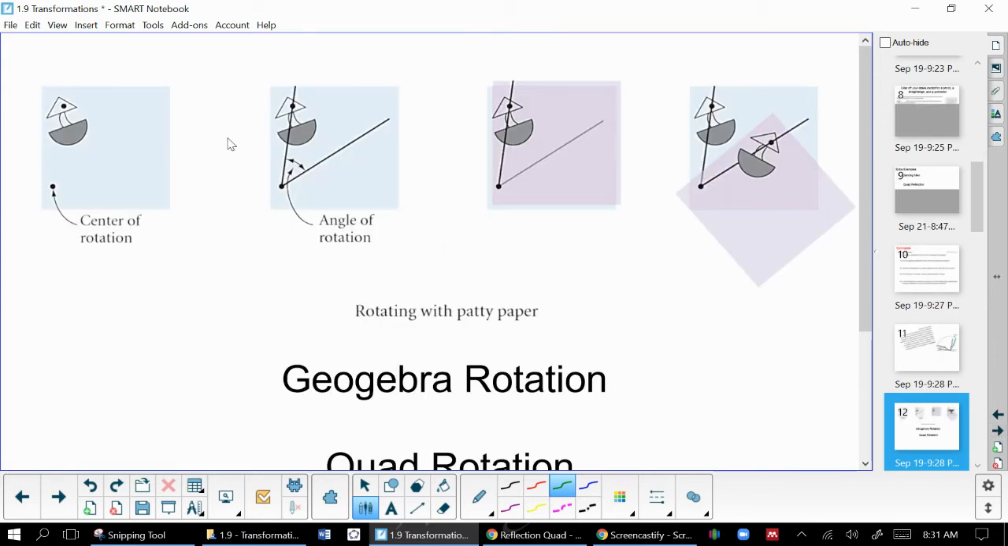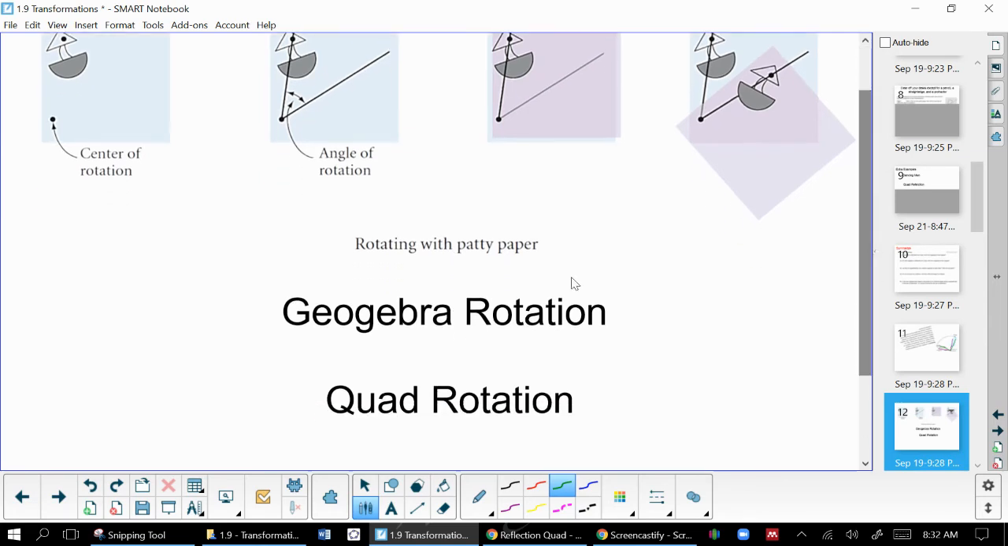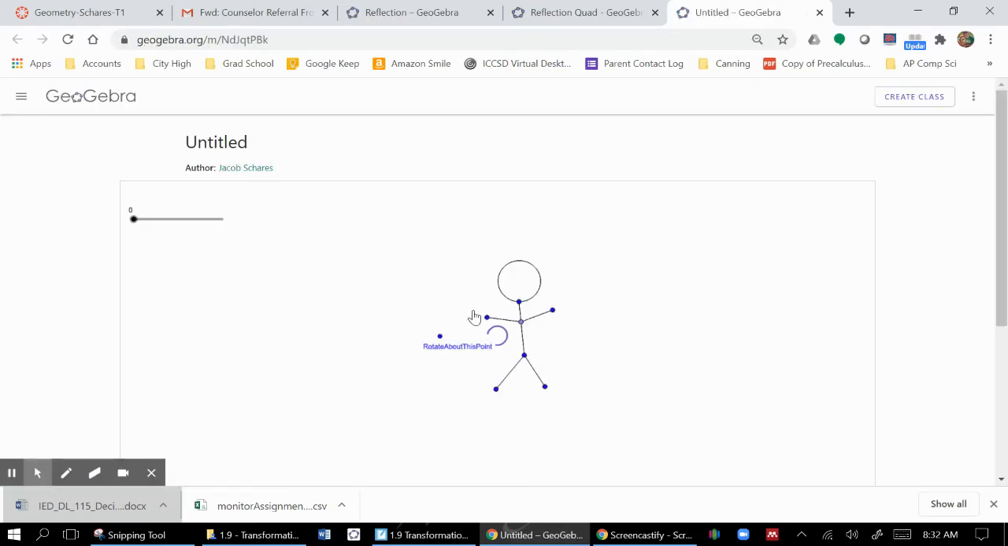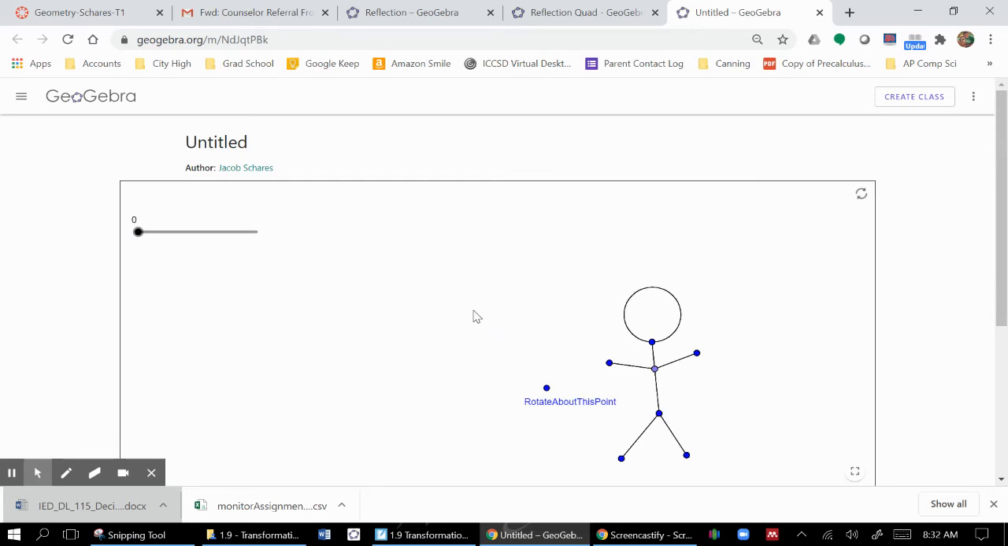Okay, so we could do this on patty paper again if we were in class. We'd start by just tracing our figure. We'd hold our pencil right on that point and we just turn that top piece of paper, and that would be our rotation. Well, we can do this online too here. So let's take a look. This first one I think is the dancing person again. Okay, there I've got my dancing person.